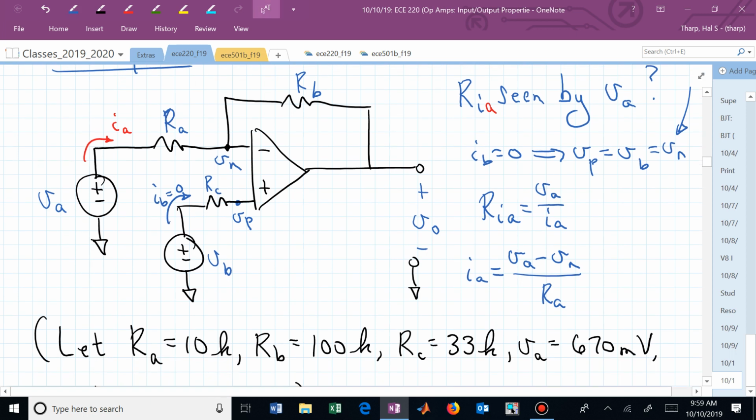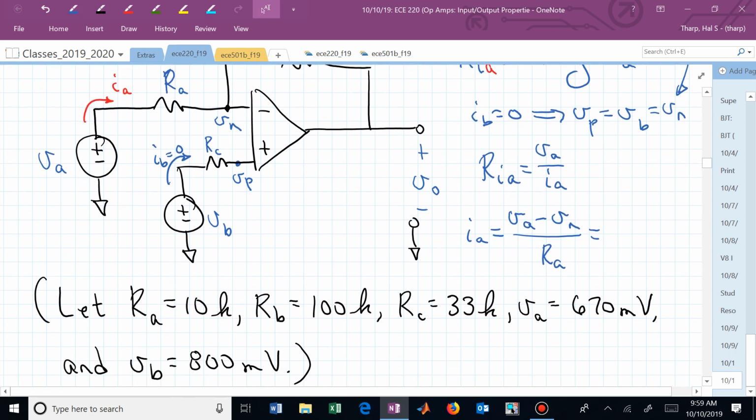And if we wanted to put numbers to that, I've given you so many numbers here. V sub A is now 0.67 volts. V sub N is V sub P, which is V sub B. So now we have 0.67 minus 0.8 over R sub A, which is 10K.